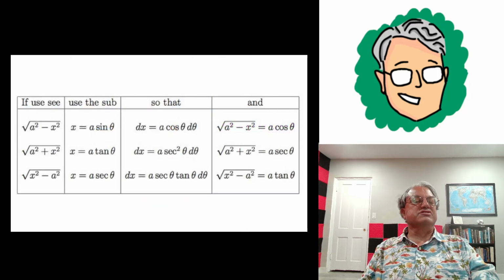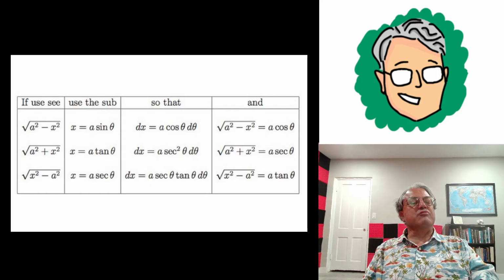Anyway, this table summarizes more of what you want to do. When you see square root of a squared minus x squared in your integral, then you want to make the substitution x equals a sine theta. Then dx will become a cosine theta d theta, and square root of a squared minus x squared becomes a cosine theta. Similarly, if you see square root of a squared plus x squared, you want to let x equal a tan theta, and then dx is a secant squared theta d theta. That's just the derivative of tangent, and square root of a squared plus x squared is a secant theta.